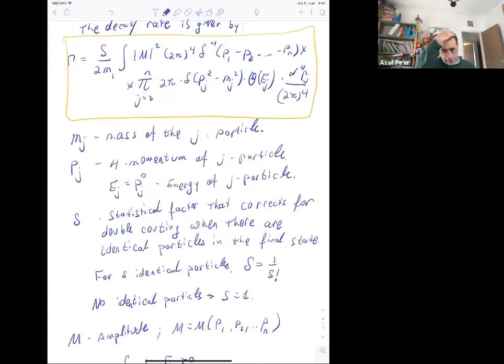Okay, and the choice, of course, is the rest frame, which is the natural choice when we speak of a particle that decays, because it doesn't have any interaction with anything else, it just decides to decay.